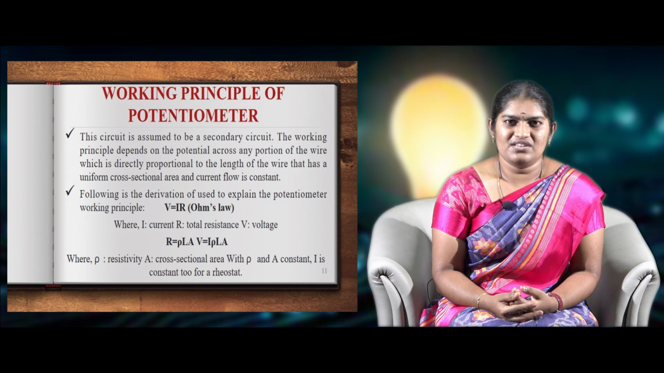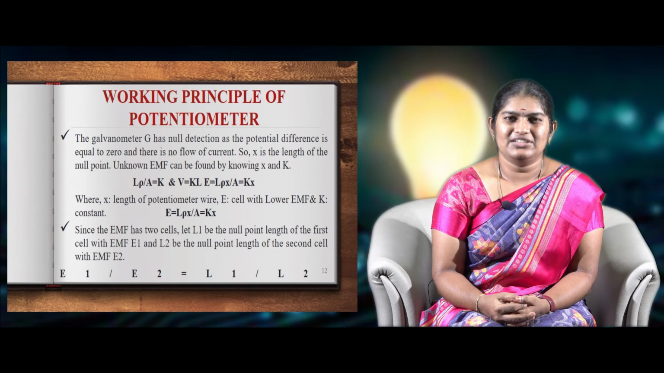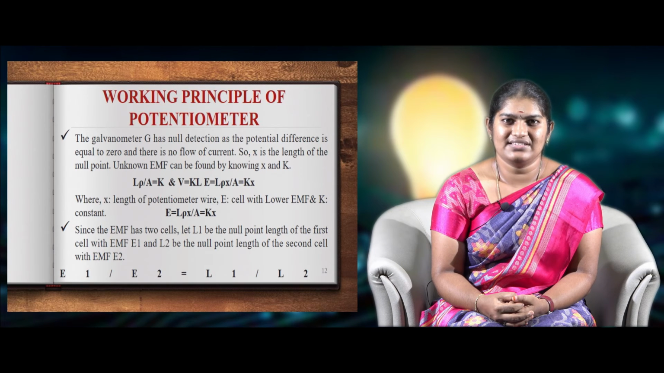Substitute this in Ohm's law equation and we get V is equal to I into rho L divided by A, where rho is resistivity and A is area of cross section. Here rho and A are constant, and I is also constant for a rheostat. When the galvanometer G shows null deflection, the potential difference is equal to 0, so no current will flow through the circuit. Let X be the length of the null point. An unknown EMF E can be determined by knowing the value of X and K.